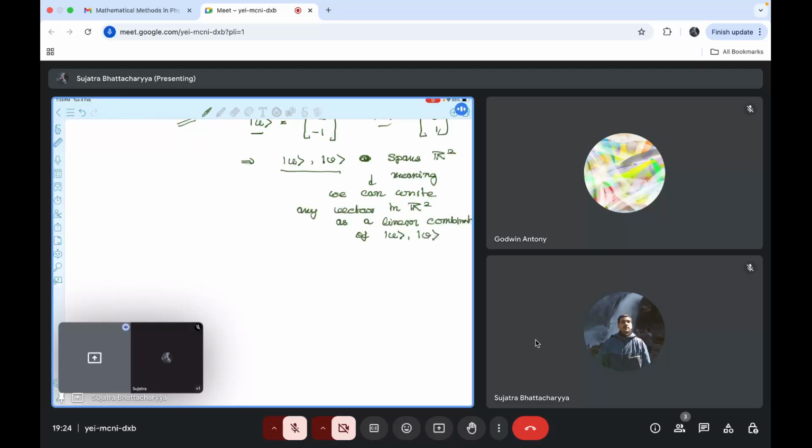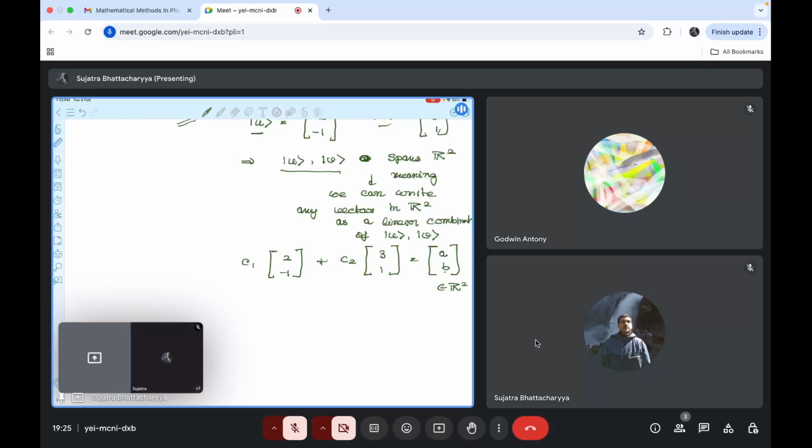Okay, so how can we write it? C1, some constant, times U. So what is that U? That is (2, -1), plus C2 times (3, 1), is equal to some (a, b). I don't know, it can be anything, but this (a, b) should belong to R2. That's all. This is what the spanning means.